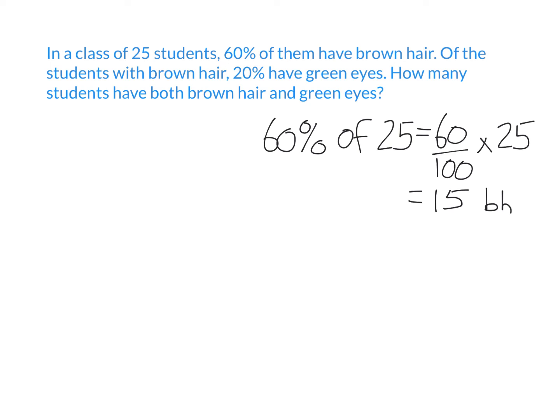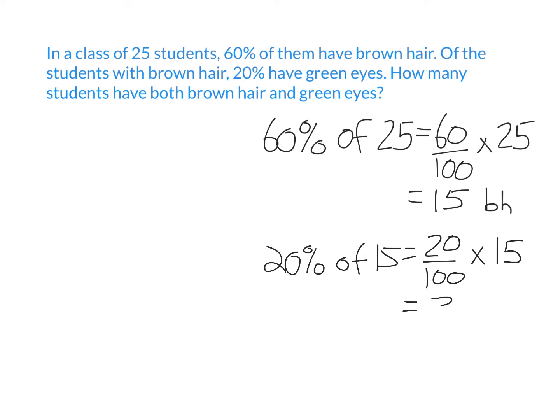Now we're told 20% of these 15 students have green eyes. So to find out how many of the brown-haired students have green eyes, we need to find 20% of 15, and we're going to do it the exact same way. We're going to write the percent as a fraction with denominator 100, of means times, put that in our calculator, we get 3. 3 is 20% of 15. 3 out of 15 is 20%. So, of the 15 people with brown hair, 3 of them had green eyes. So the answer, how many students have both brown hair and green eyes? That is 3.